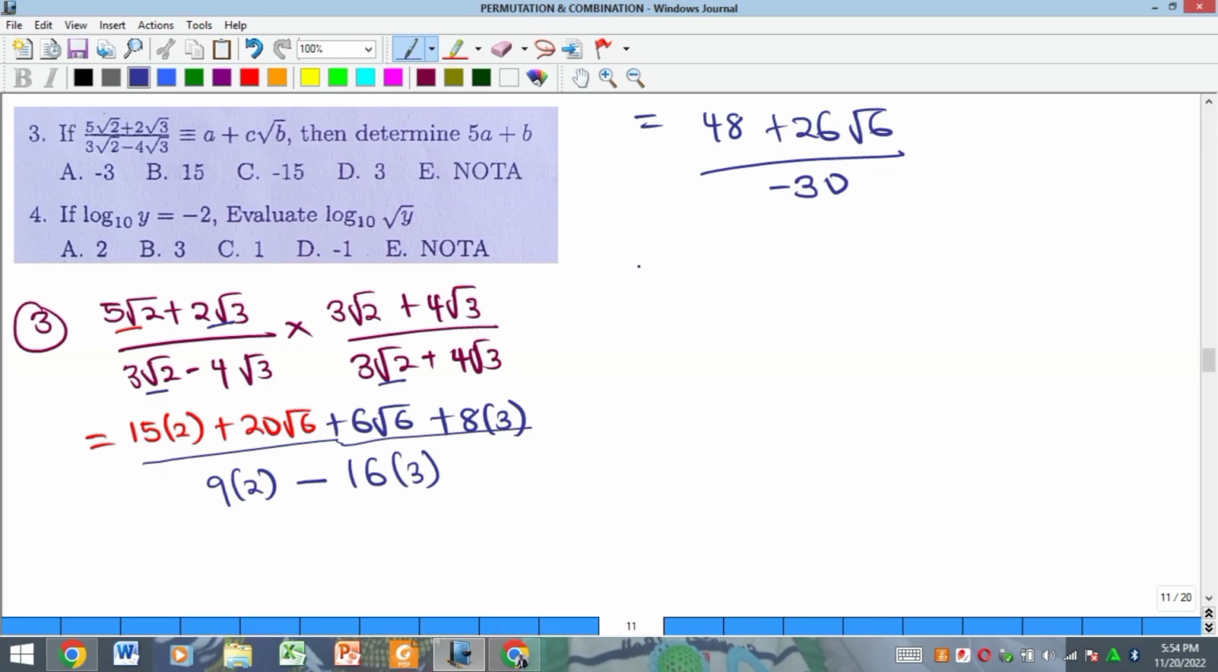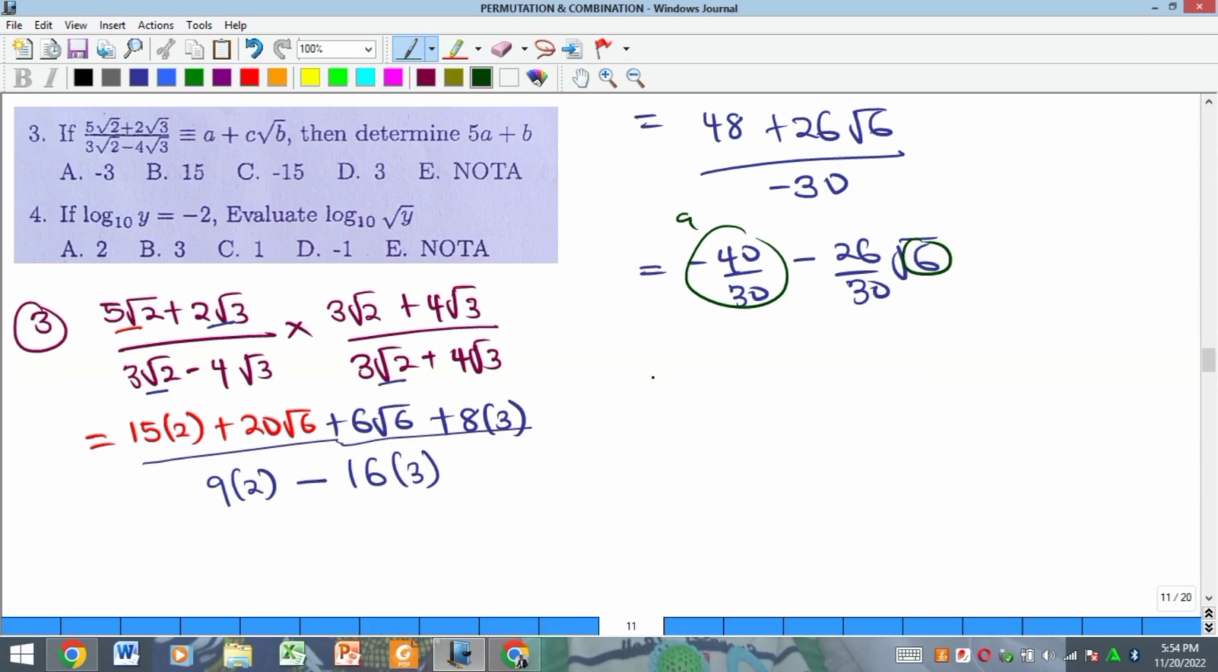So of course, if you split this, we are going to have minus 48 all over 30, and that is minus 26 over 30 root 6. And so they asked us, we have put it in this form. So this is our A. The whole of this is our A. And then our B is what is under the root, which is 6.